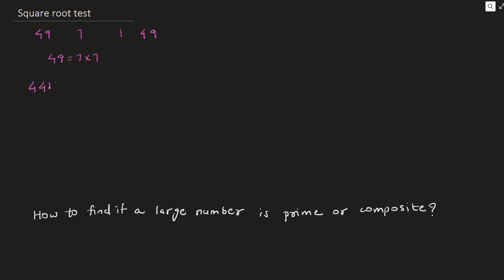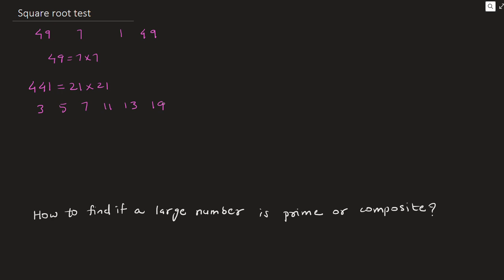Consider the number 441. It is a perfect square and its square root is 21. So I can write 441 as 21 times 21. And since the square root is 21, I list down all the prime numbers less than 21. So all the prime numbers less than 21 are 2, 3, 5, 7, 11, 13, 17 and 19.